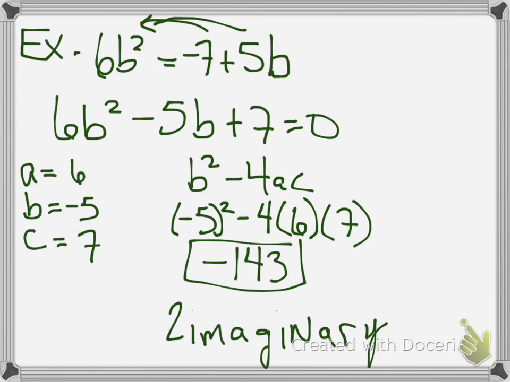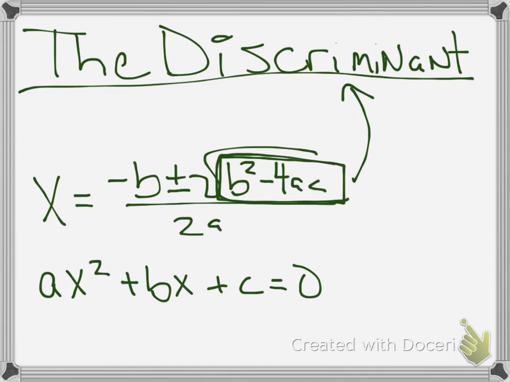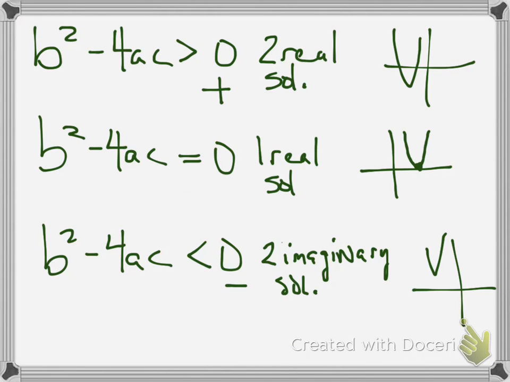Just keep in mind, when you're doing these types of problems, that if you get a positive answer, you have two real, and if you get a negative answer, you have two imaginary, and if it equals 0, you have one real. Anyways, like I said, short, sweet, quick, and to the point.